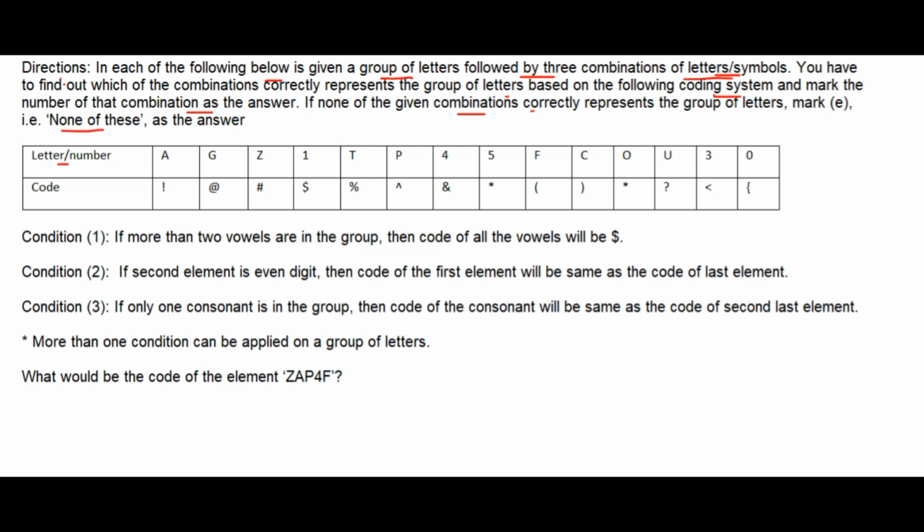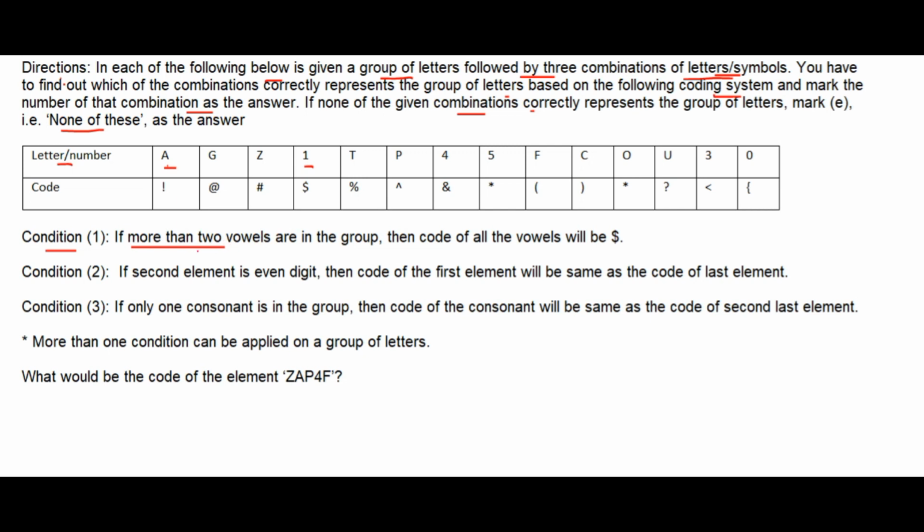In the question, either it will be letter alphabets or it will be numbers. You can see here a number and alphabets combination is given and it will be coded by these symbols. Now after that, three conditions are given. First condition is saying that if more than two vowels... you have to read the conditions very carefully and slowly. You have to understand it in one reading only and fix in your mind what conditions are given. You don't have to read the conditions again and again, it will waste your time.